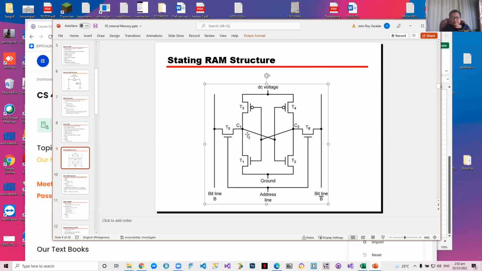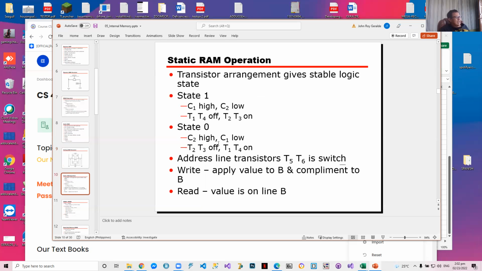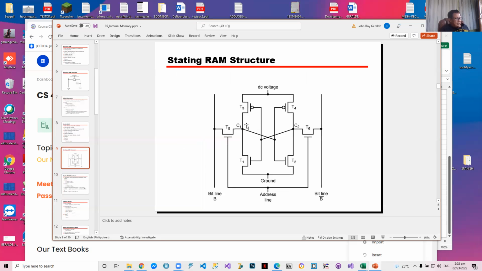Do you follow? Basta ang transistor is just like a Boolean gate. When it's off, it cuts off power. When it's on, it allows current. Pag off, no current. Pag on, there's current. In state 0, C2 is high and C1 is low. Therefore, C1 is low and C2 is high.